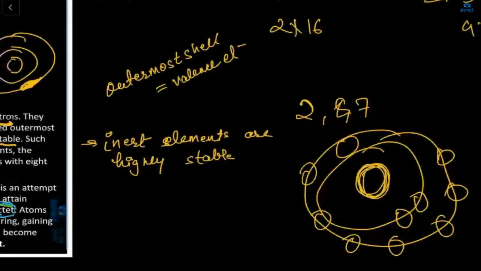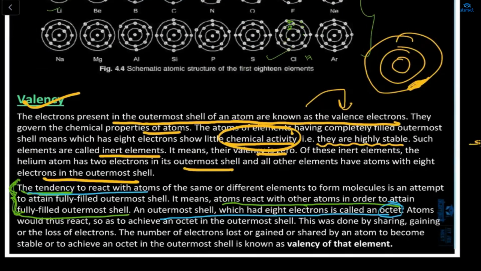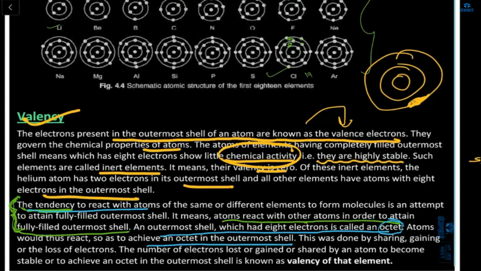Atoms would thus react so as to achieve an octet in the outermost shell. So what will happen now? Let's say your hydrogen and your oxygen. Here it is saying that an atom would react so as to achieve an octet in the outermost shell, which means they will combine with other atoms to form a molecule. Why? Because they want to achieve an octet, which is 8 electrons in the outermost shell.